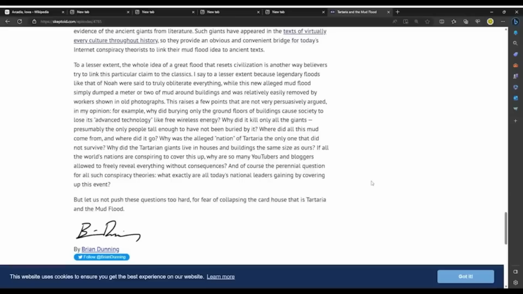For example, why did burying only the ground floors of buildings cause society to lose its advanced technology, like free wireless energy? Why did it kill only all the giants, presumably the only people tall enough to have not been buried by it? Where did all this mud come from, and where did it go? Why was the alleged nation of Tartaria the only one that did not survive? Why did the Tartarian giants live in houses and buildings the same size as ours? Yeah, he's really doing the hand wave, isn't he?